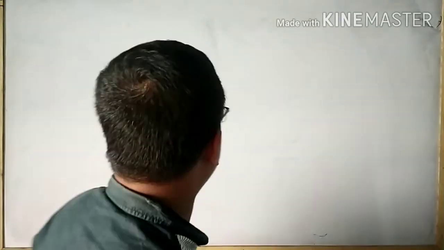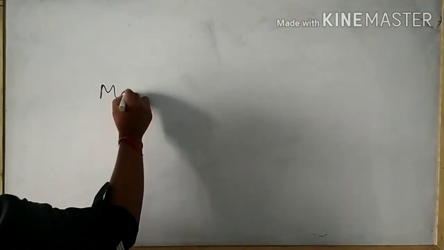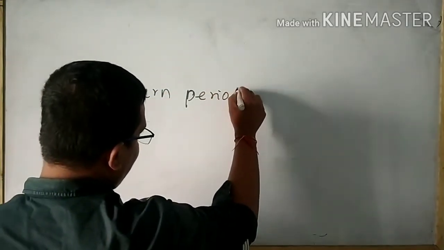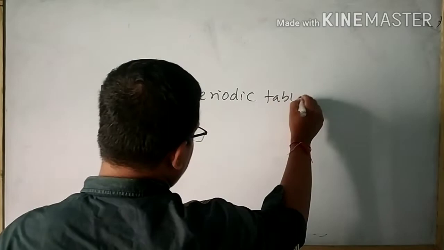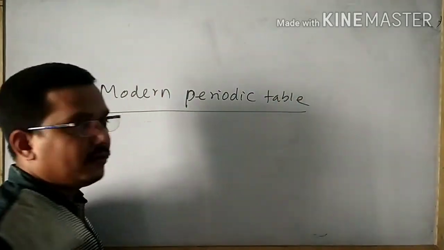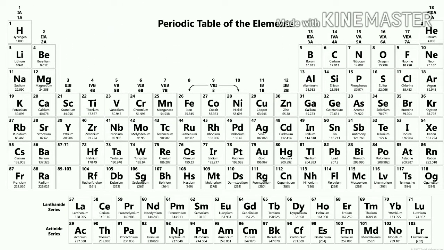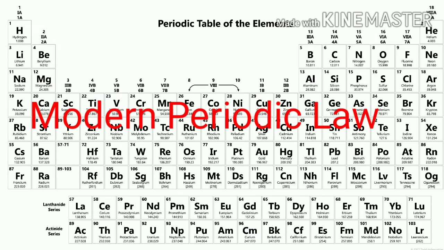Now I will discuss the modern periodic table. This is a very important periodic table. Look at that. This is your modern periodic table. This periodic table is based upon the modern periodic law.